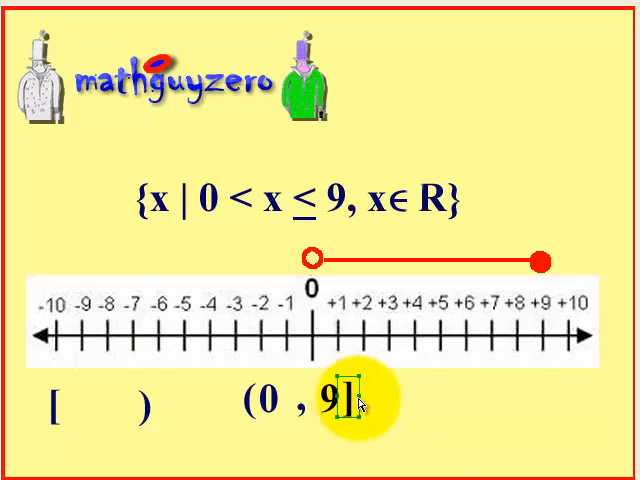So as a mathematician or a scientist, you're looking at a set of numbers here that starts but does not include 0 and goes up to 9, which is included in that set.